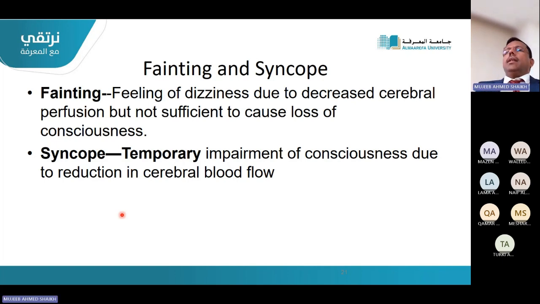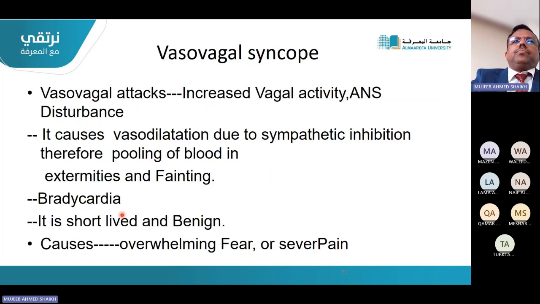And again, to regain consciousness, if the person is lying down, you just start to push the legs inside so that the blood flow is slightly increased. This will regain the consciousness.